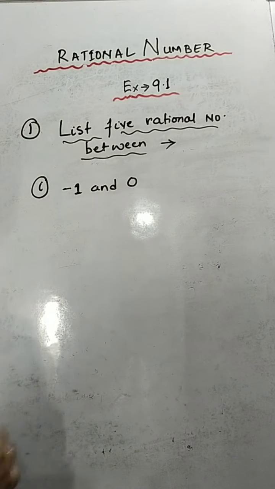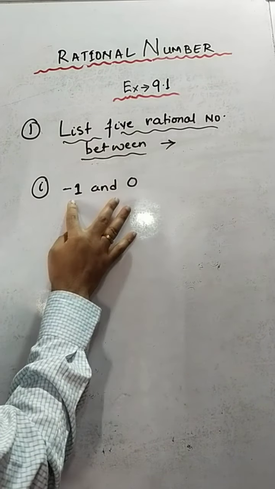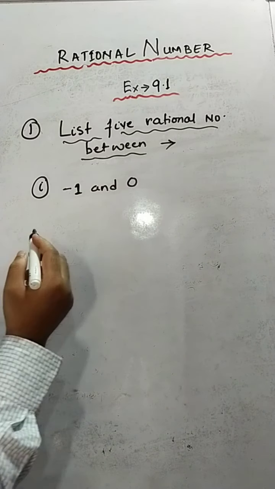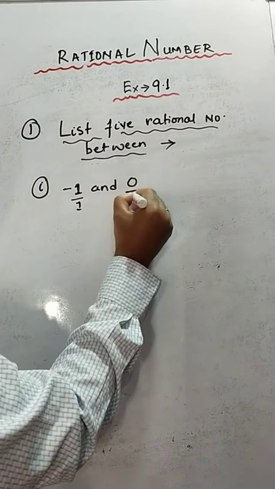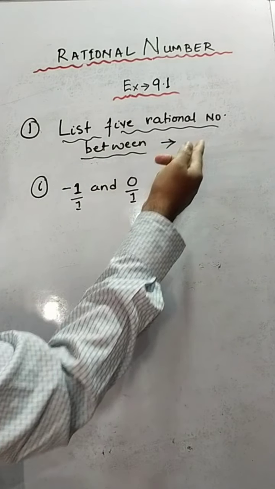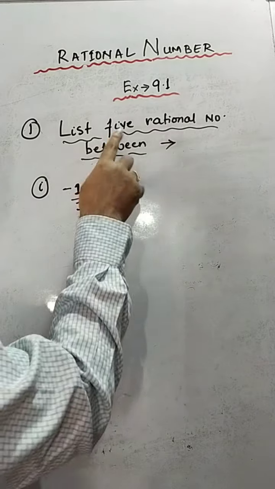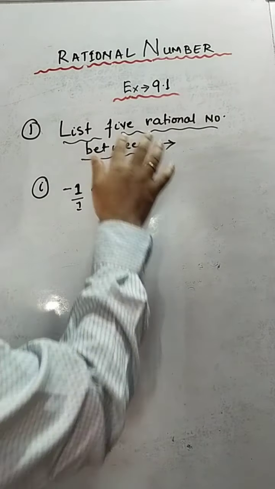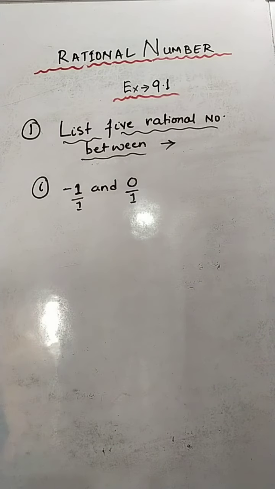Now what do we have to do? We have to put 5 rational numbers between -1 and 0. The first thing we have to do is make the denominators the same. Since 5 rational numbers are asked, we have to remember to multiply both the numerator and the denominator with 6. If 6 rational numbers were asked, then we would multiply with 7. So this is the logic that we have to use.